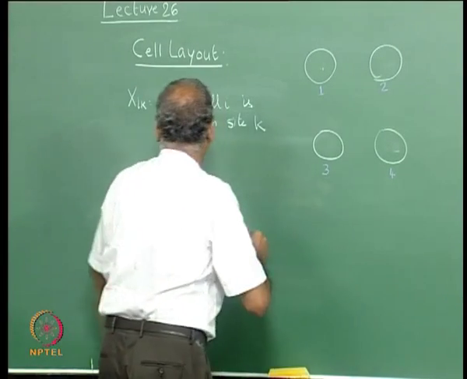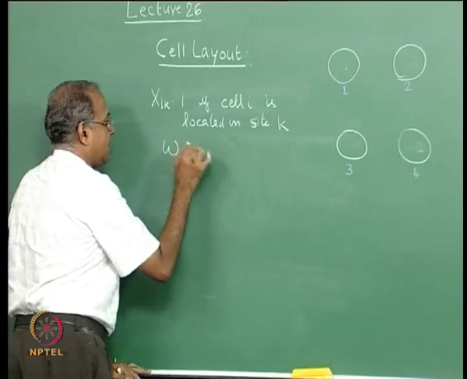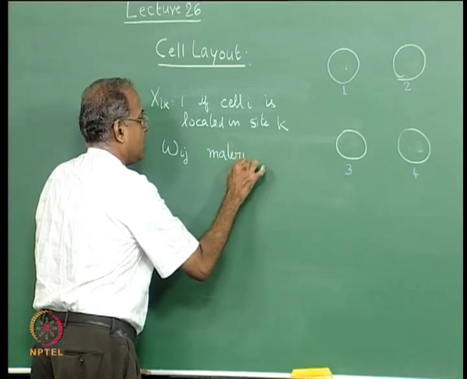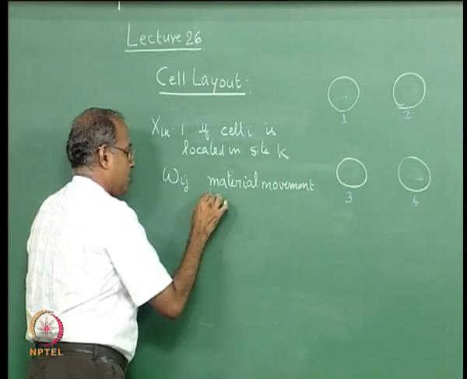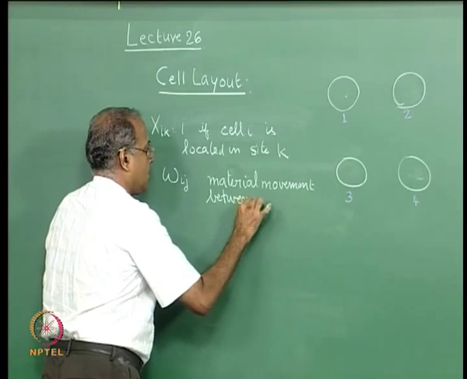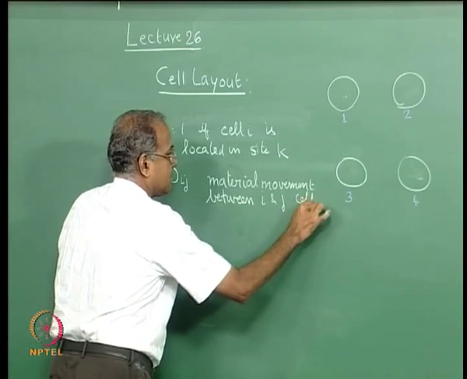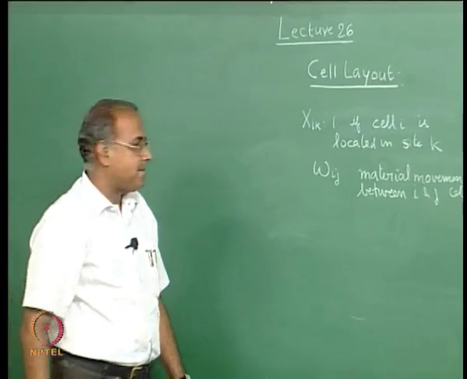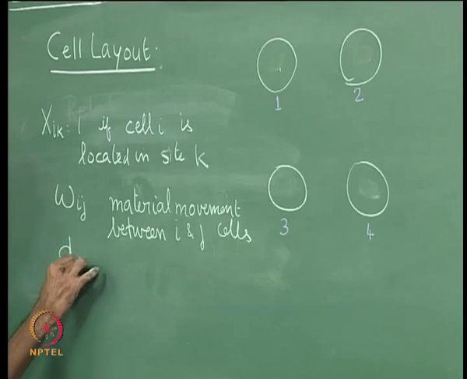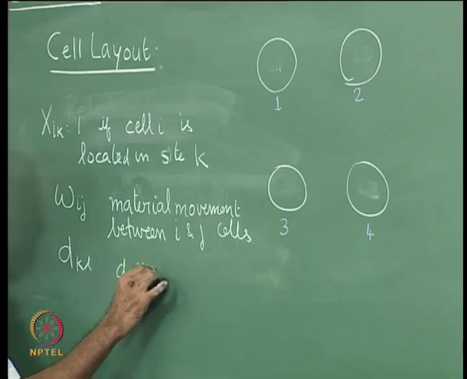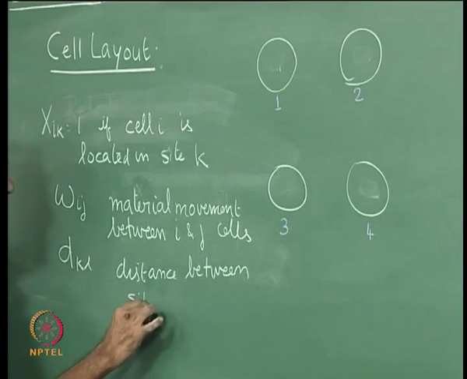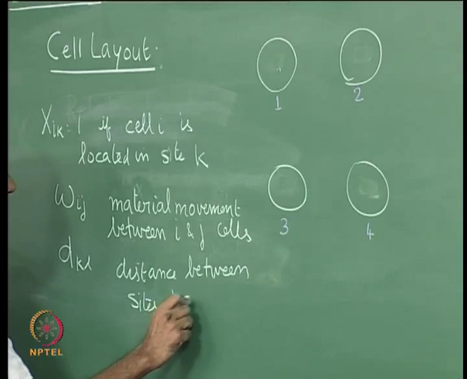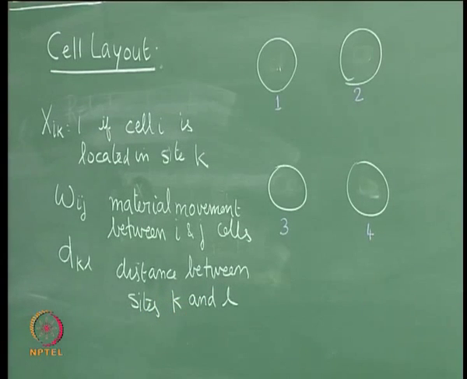So, if we say that Wij is the material movement between cells I and j, dkl is the distance between sites k and l, distance between sites k and l.